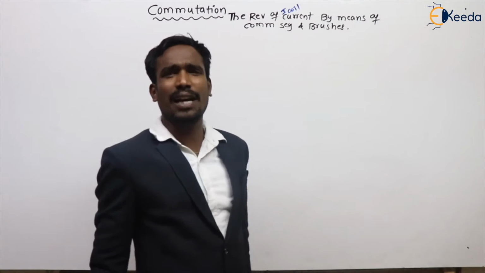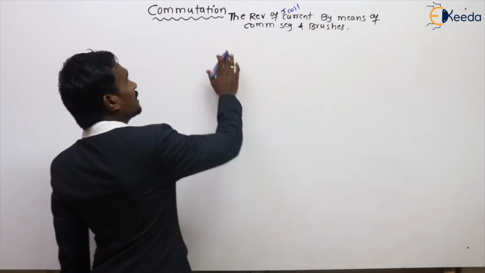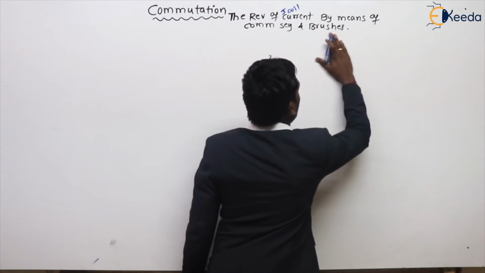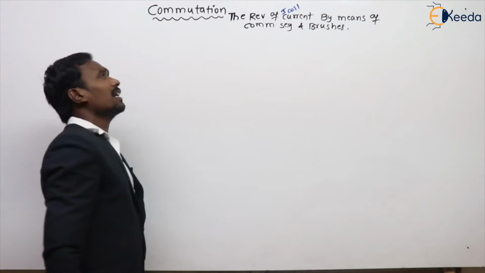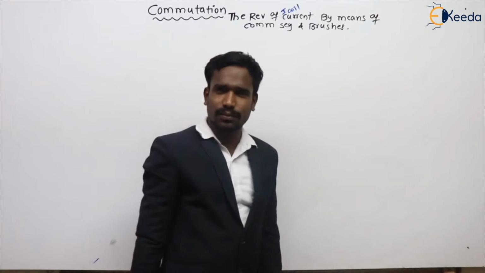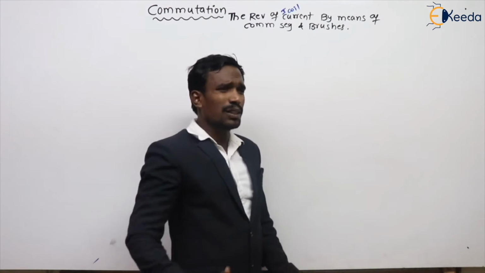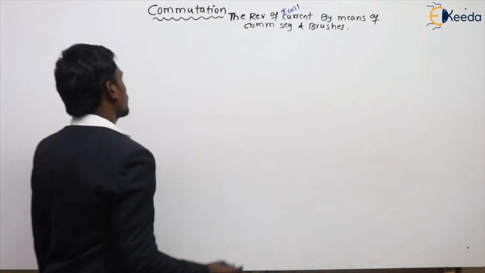That is the general way of thinking. But actually, what is commutation? The reversal of armature coil current by means of commutator segments and brushes. Is it? Sir, once show it. So I will show it here.